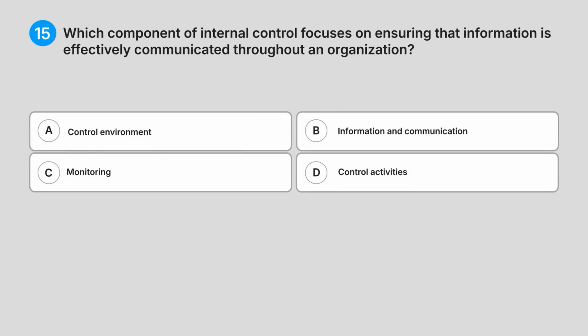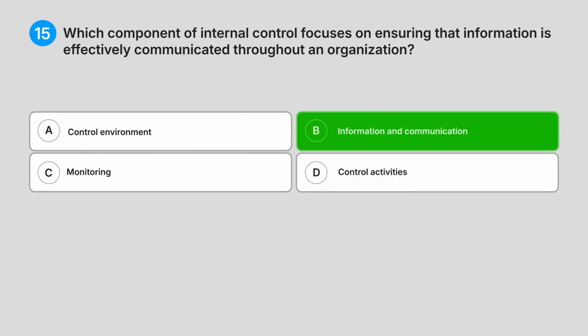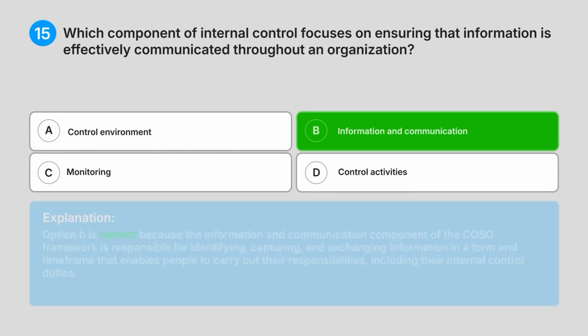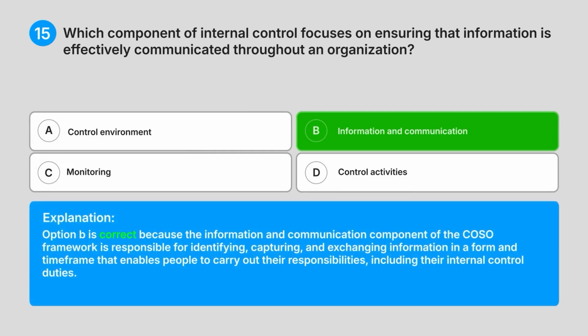Correct answer, B. Information and communication. Explanation. Option B is correct because the information and communication component of the COSO framework is responsible for identifying, capturing, and exchanging information in a form and time frame that enables people to carry out their responsibilities, including their internal control duties.